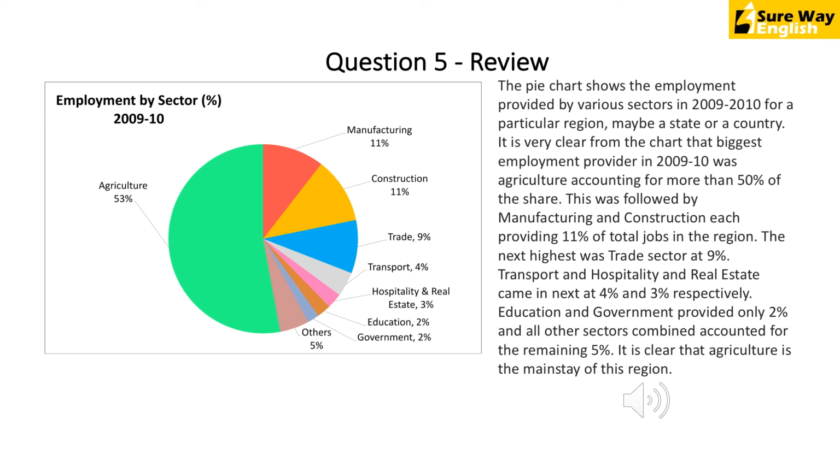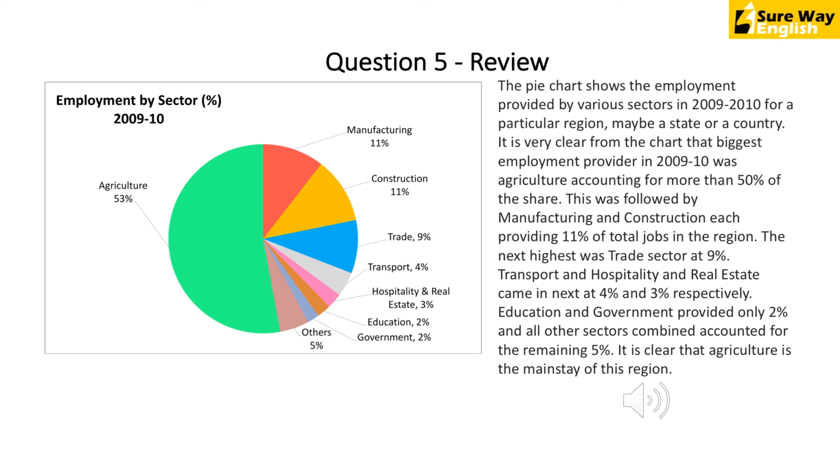The pie chart shows the employment provided by various sectors in 2009 to 2010 for a particular region, maybe a state or a country. It is very clear from the chart that the biggest employment provider in 2009 to 10 was agriculture, accounting for more than 50% of the share. This was followed by manufacturing and construction, each providing 11% of total jobs in the region.